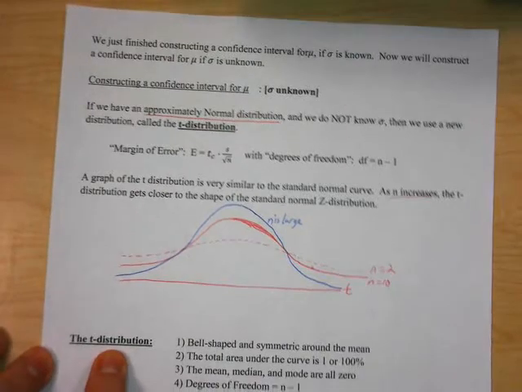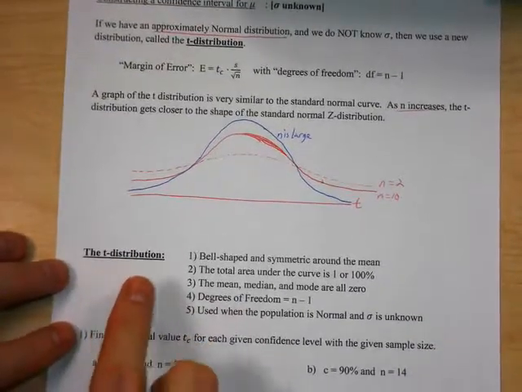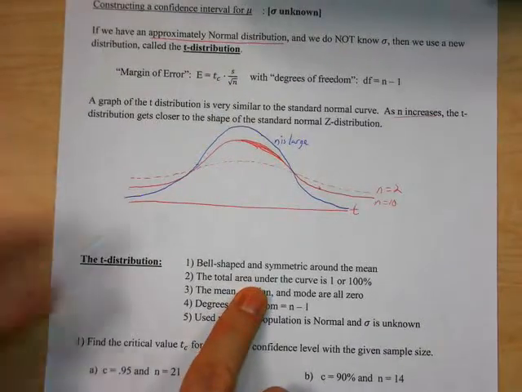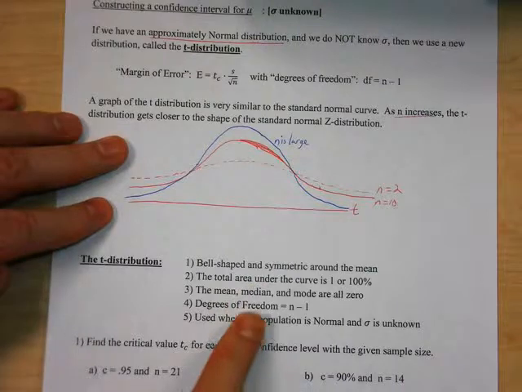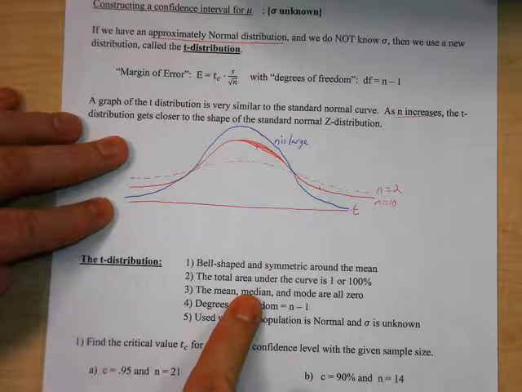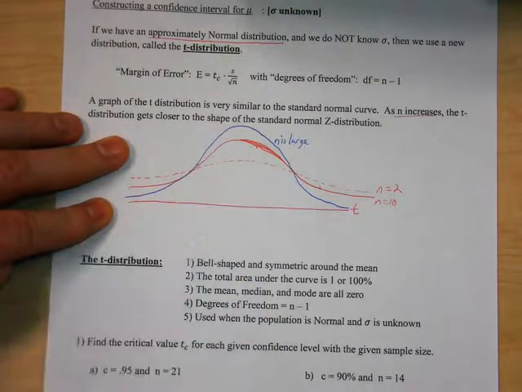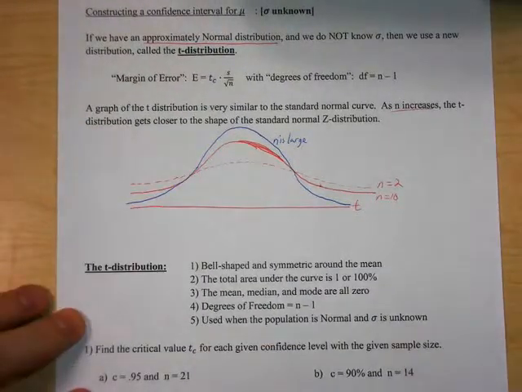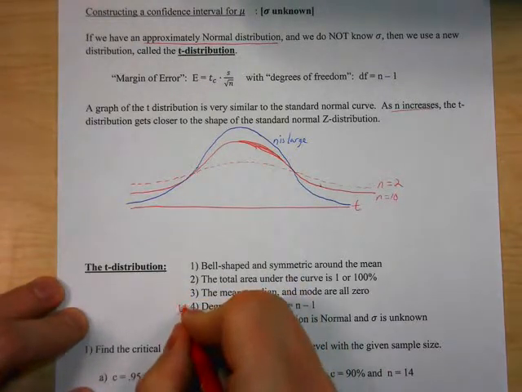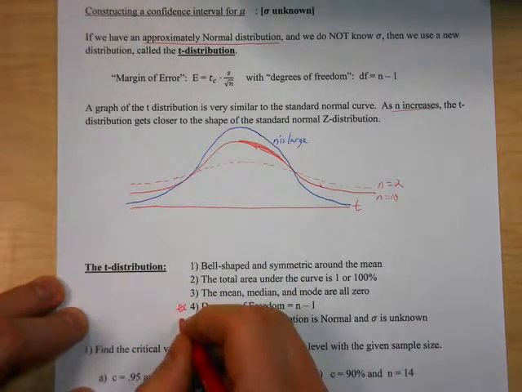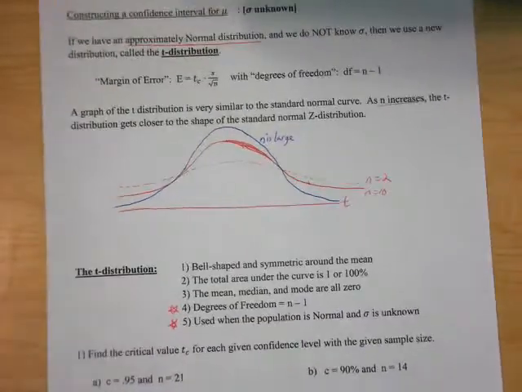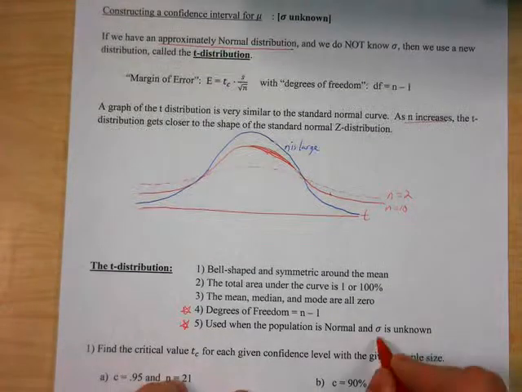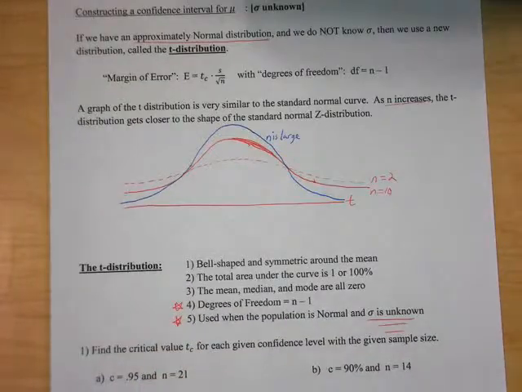Okay, so the t distribution has several of the same properties as the normal distribution. It's bell-shaped and symmetric around the mean. The total area under the curve is 1 or 100% of the data. The mean, median, mode are all 0, and they're going to be in the center of the curve up here, just like before. The two new things to really pay attention to are the degrees of freedom, or n minus 1, and we use it when the population is normal or approximately normal and sigma is unknown. Again, that sigma unknown is extremely important.